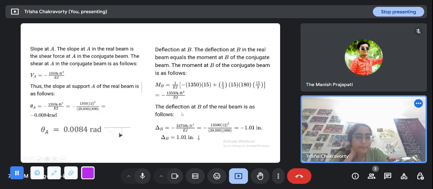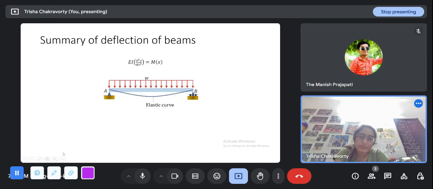So let's see here. MB is 1 by EI. This is the moment provided by the support reaction, and half into 15 into 180 is the magnitude of the triangular load, and it acts at a distance of 15 by 3 from B. So I get a net negative bending moment at that point. The deflection at B of the real beam is minus 1.01 inch, and it is in the downward direction.